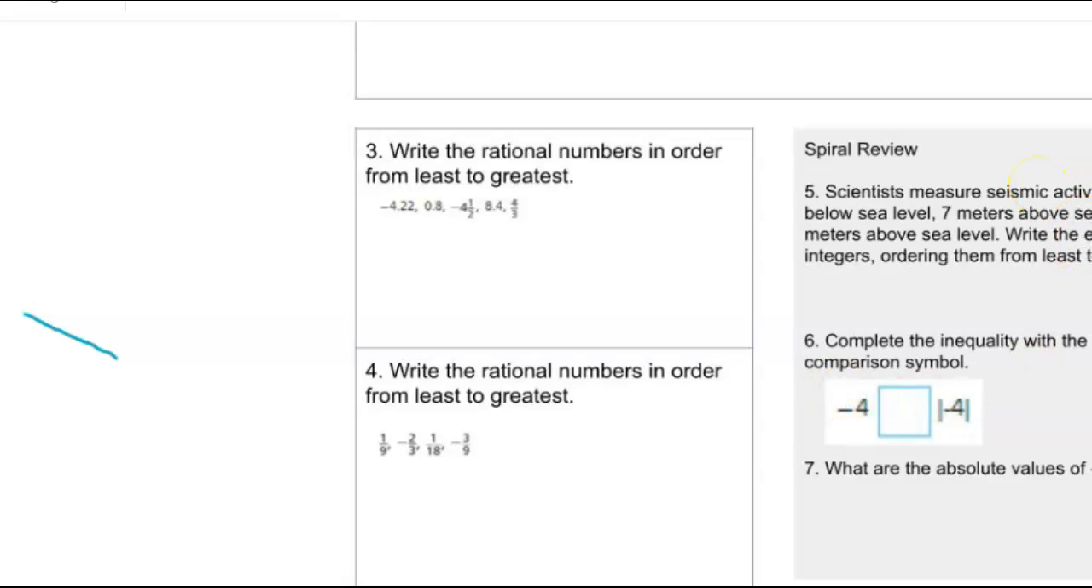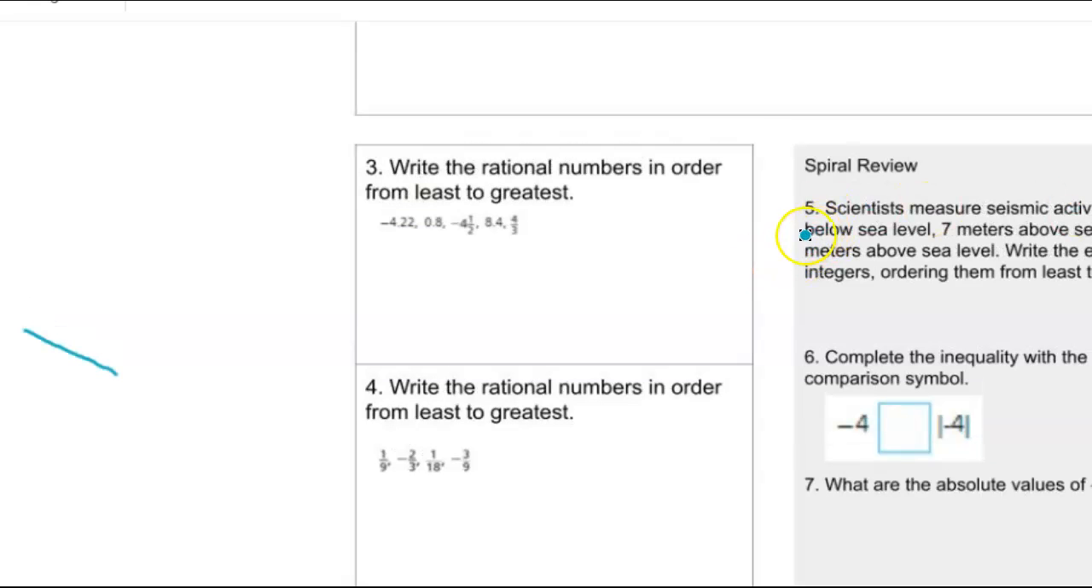Then let's look at our 3 spiral review questions. You're going to be writing the elevation integers, ordering them from least to greatest. Remember, when you're writing integers, it's either positive or negative. So we have 9 below sea level, we have 7 above, and 4 above, and you order them from least to greatest. So is it +9 or -9? Is it +7 or -7? Is it +4 or -4? Then put them in order.